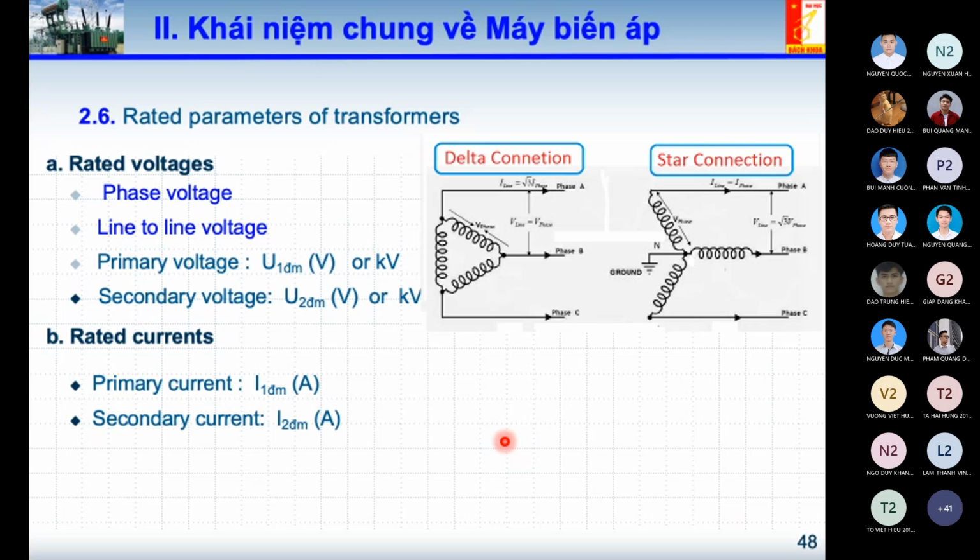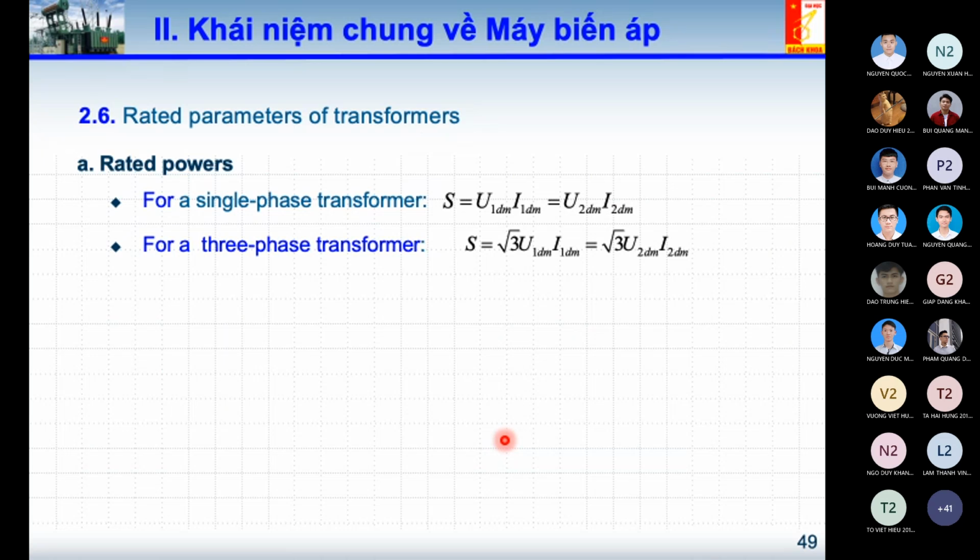And for the final rated parameter, I would like to show you the rated power of the transformer. And of course here, if you look at the first line, you can see that for a single-phase transformer, we get the expression of apparent power.